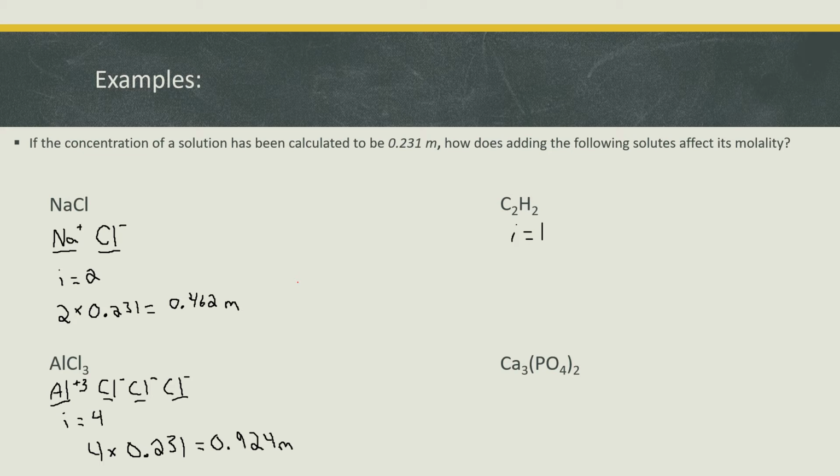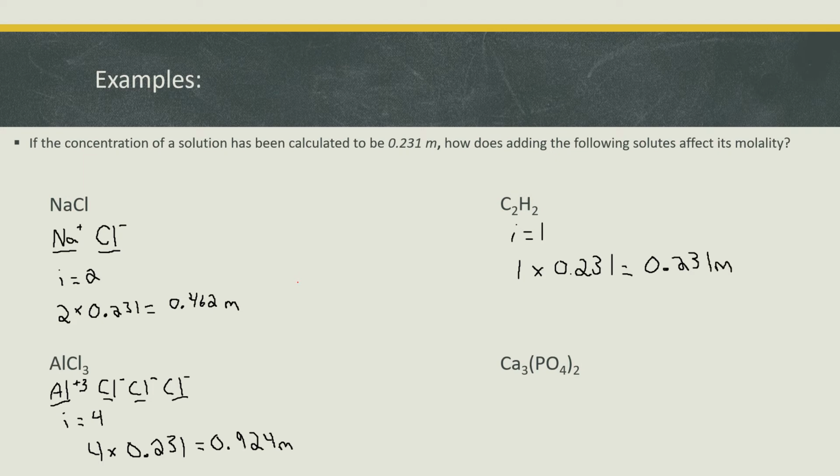For this one, all you have to do is take 1 and multiply it by the molality, which was 0.231, and you should just get the same thing. So you'll notice that the molality doesn't change. There's really no effect when you're using a non-electrolyte.